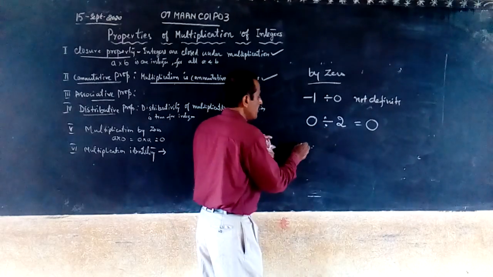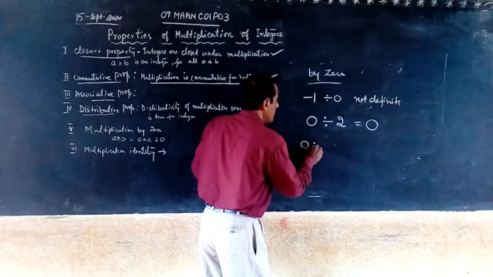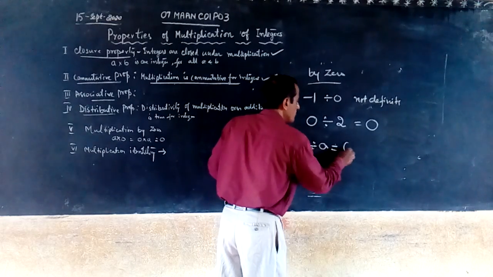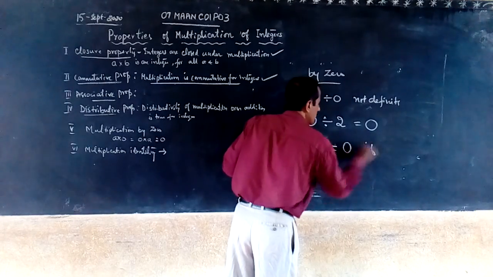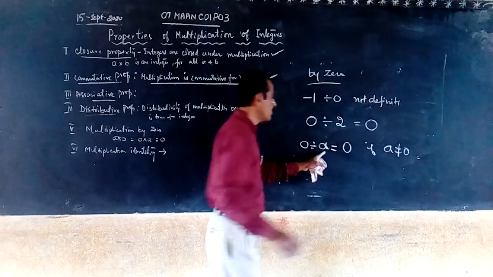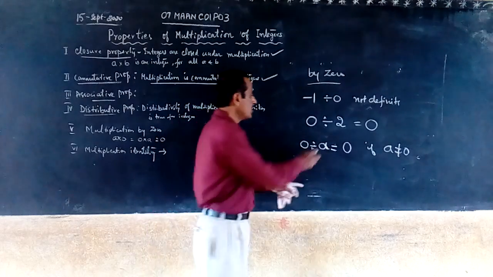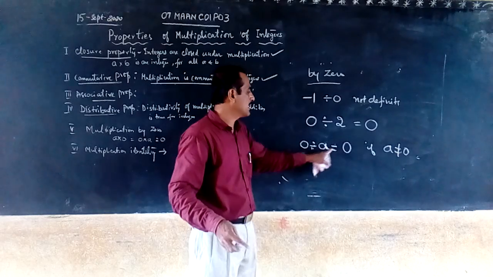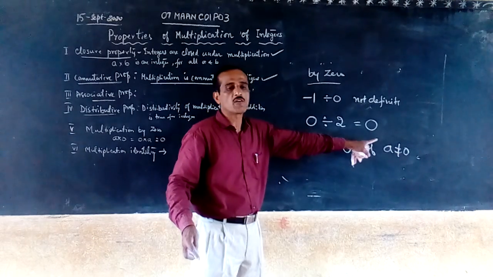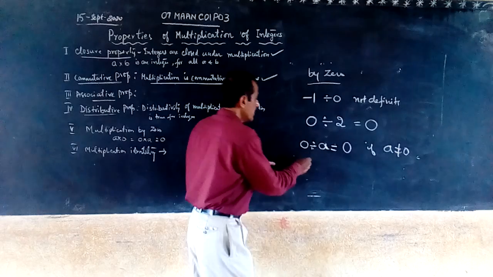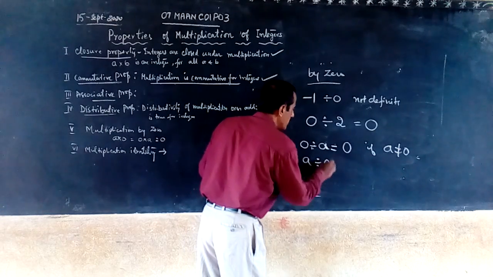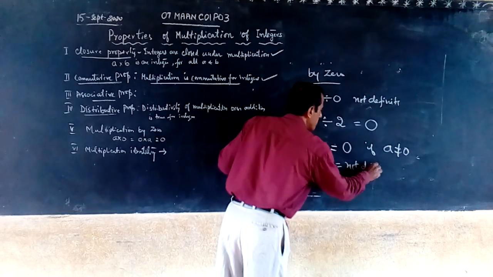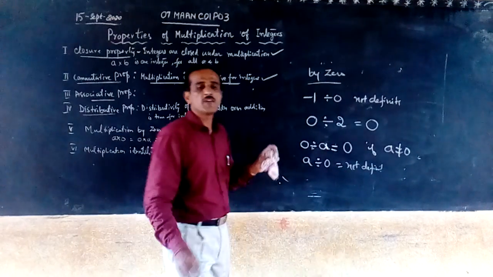In general, how can we say it? 0 divided by a is equal to 0 if a is not equal to 0. A can also be 0, 0 is also an integer. So except 0, for any integer, 0 divided by that integer is equal to 0 if a is not equal to 0. Or if you divide a by 0, the answer is not defined. It is not definite or defined, or it is called infinity also.